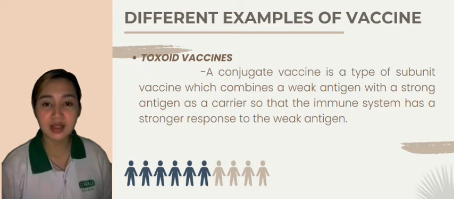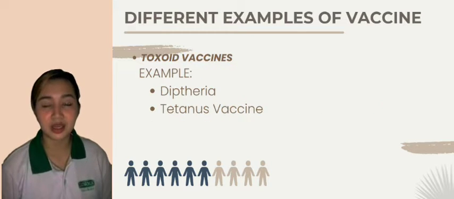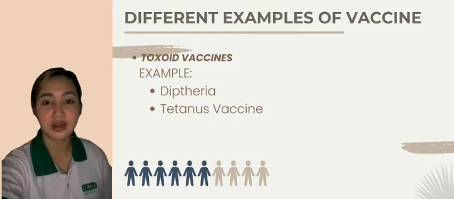A toxoid vaccine is an exotoxin that has been inactivated or made non-toxic by heat or chemicals. Toxoids can be injected safely to stimulate the production of antibodies that are capable of neutralizing the exotoxins of pathogens, such as tetanus, botulism, and diphtheria.